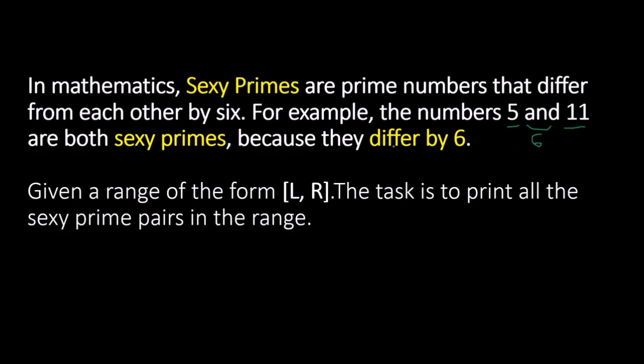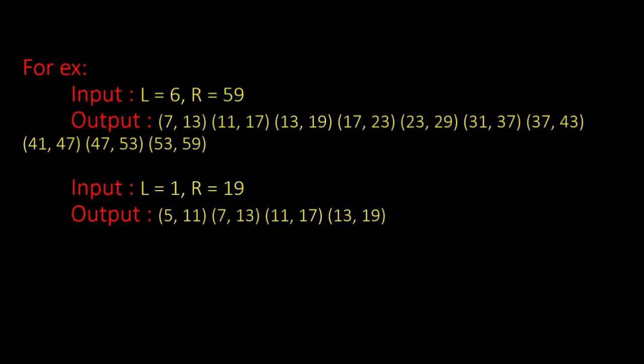So we have been given an introduction about what a sexy prime is. Now the question is, given a range of the form L comma R, that is left comma right, the task is to print all the sexy prime pairs in the range. I'm going to explain that in a bit. So we'll see the example input and output, then you'll come to know it, right? So these are the example input and output.